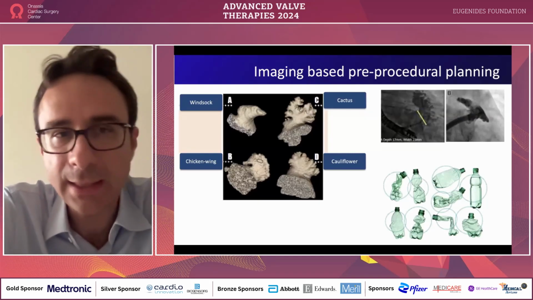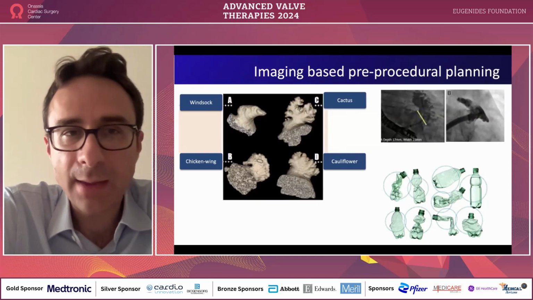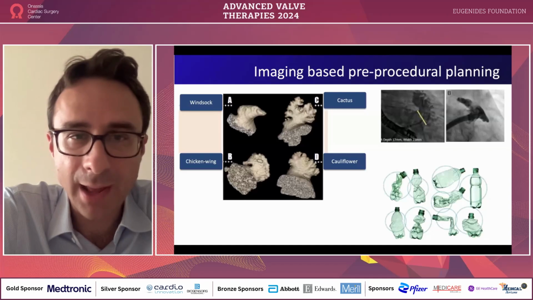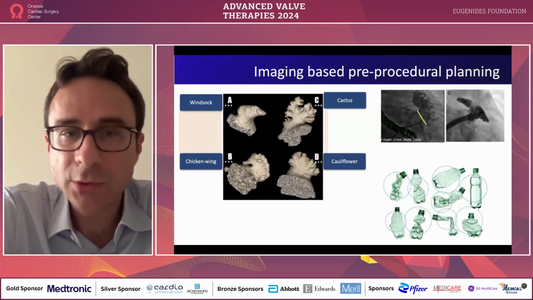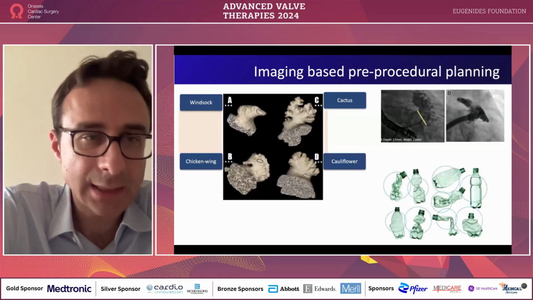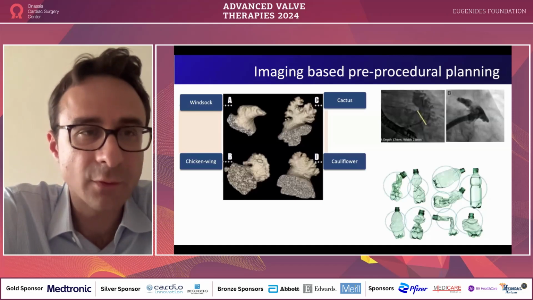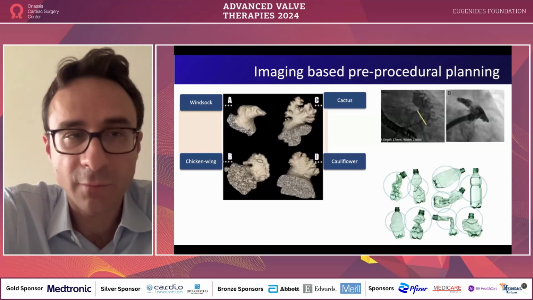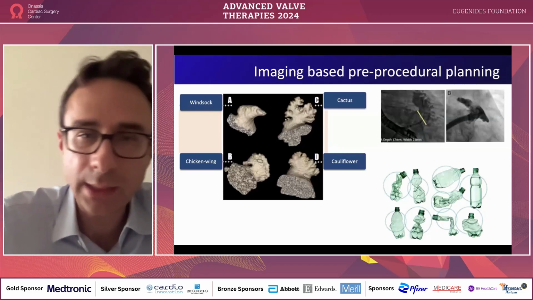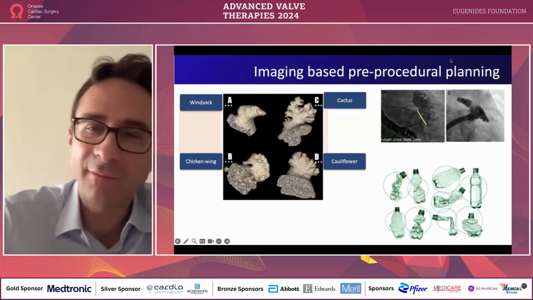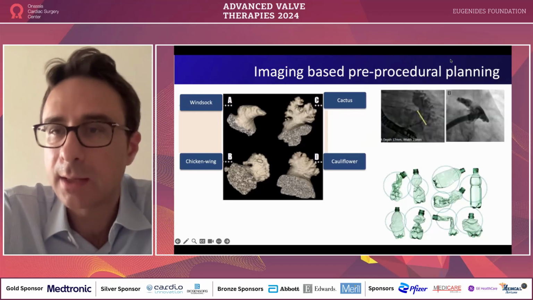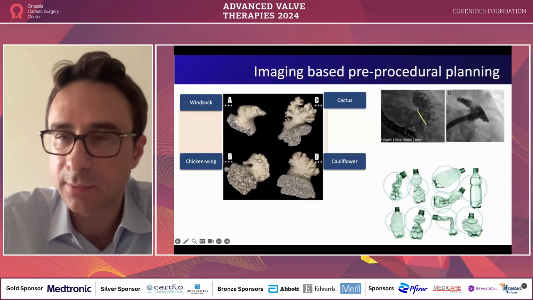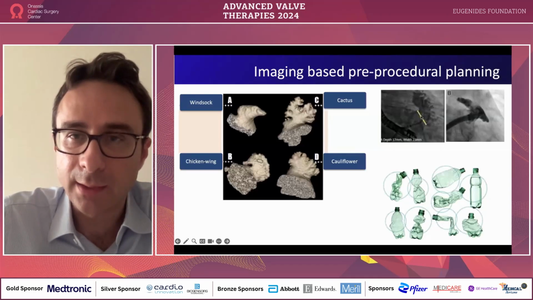What is the real key step of the procedure is to try to have a good imaging-based pre-procedural planning. We know that the morphology of the LAA structure may be very variable. There are several classifications. The most utilized one identifies 4 different types of morphologies: the windsock, the chicken wing, the cactus, and the cauliflower. But we have other morphologies that do not fit in this classification. Typical examples are the fishtail morphology that you see here on the top right of the monitor, and the inverted chicken wing morphology.